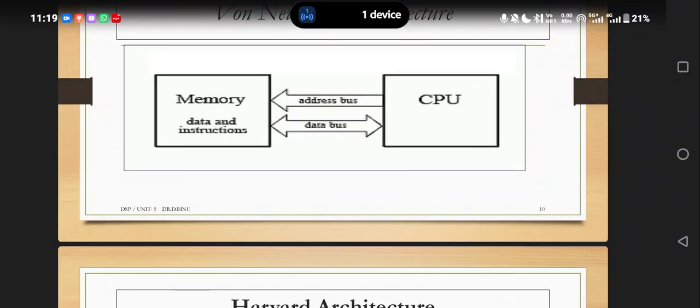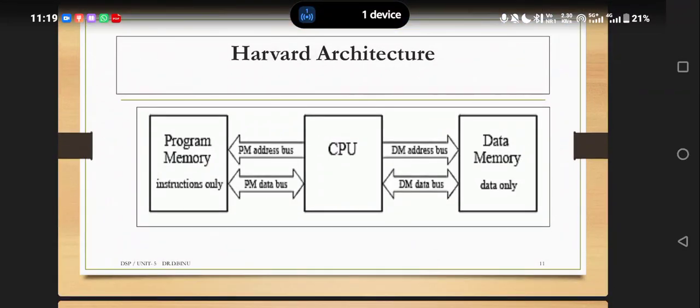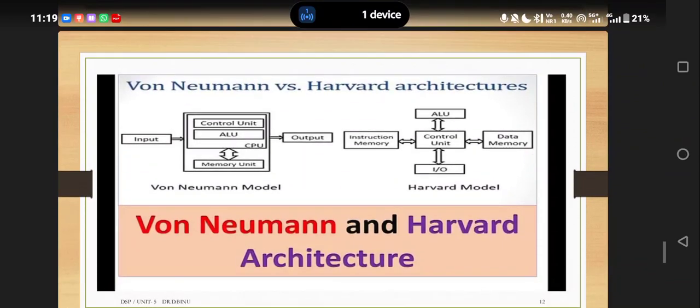Von Neumann architecture: here a single memory shares the data as well as the program or instructions. There are two buses, address as well as data buses. This single set of buses is used for data as well as instruction fetching. Harvard architecture: here two separate memories are available, one for program as well as one for data. So separate address bus as well as data bus is there, because of which execution is very fast.